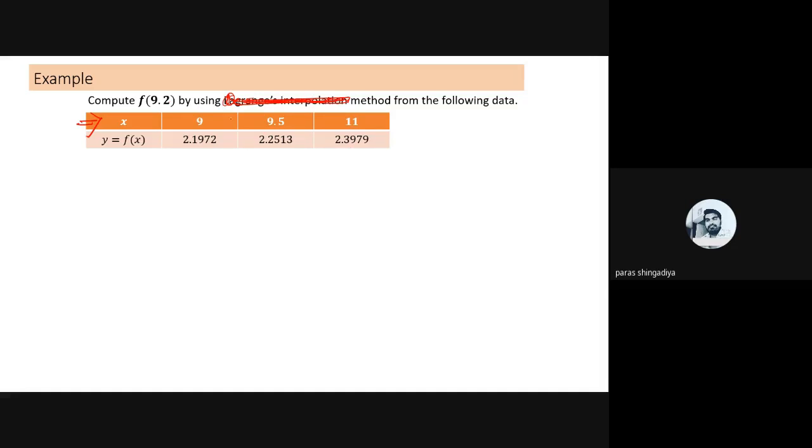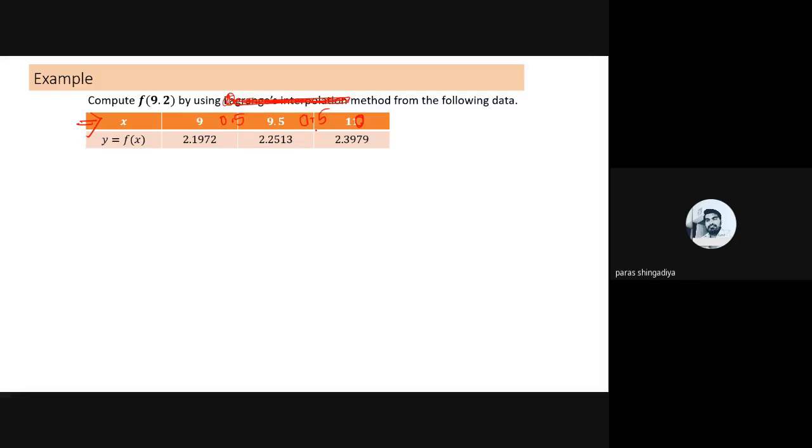Right now the data is 9, 9.5. The difference of 9 and 9.5 is 0.5, and the difference of 9.5 to 11 is equal to 1.5. So here the differences are not equal. There is 0.5 here, and it is 1.5, so it is not the same. If we consider 10 in place of 11, then you will get the same difference, 0.5, and so on.